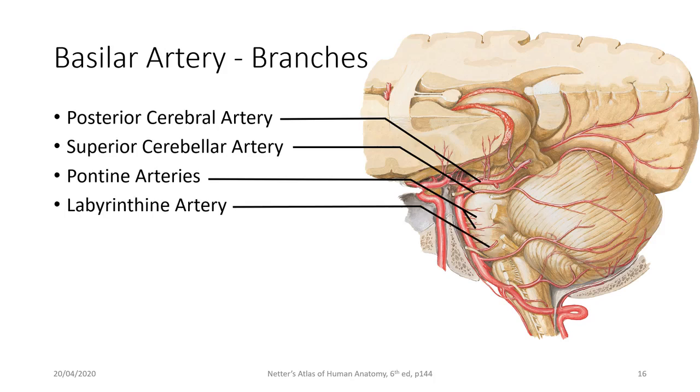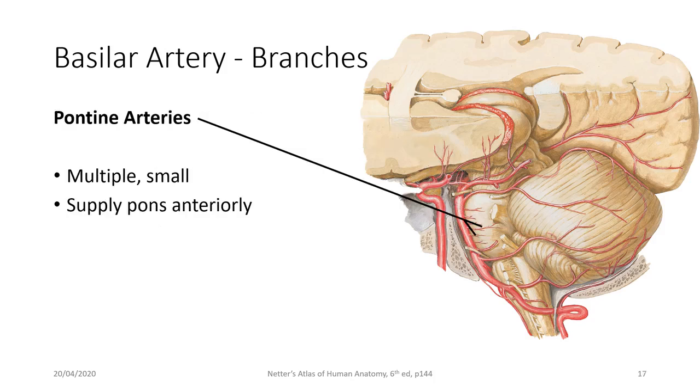Pontine arteries, labyrinthine arteries. It is shown here in close association with the seventh and eighth nerves, the facial nerve and vestibulocochlear nerve. Its further part is not shown in this picture. Anterior inferior cerebellar artery: here it is on the anterior surface of the cerebellum and then goes to the inferior surface of the cerebellum. So let's see them one by one.